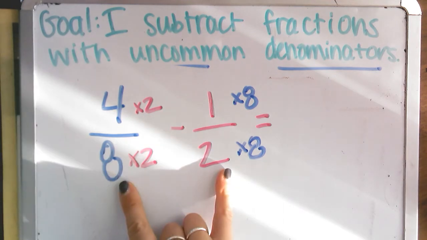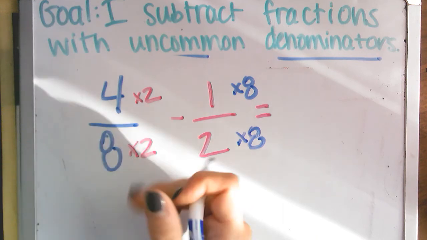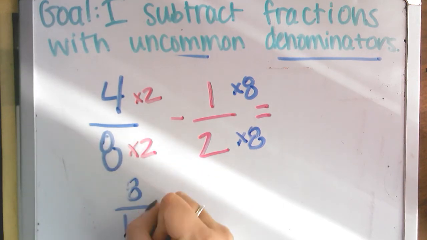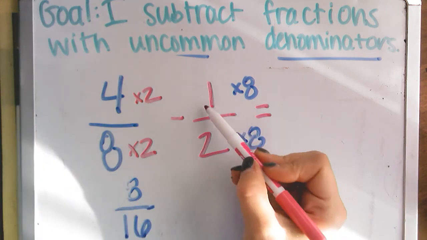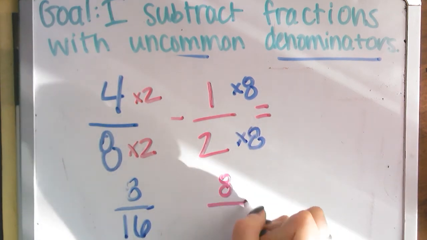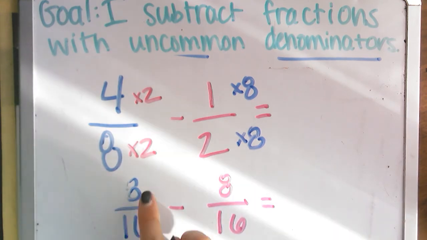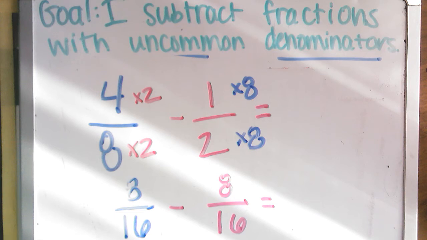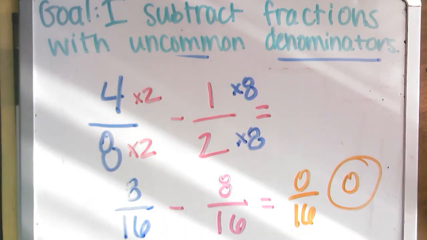Now I can create my fraction since I've determined what I need to do. So 4 times 2 is 8, and 8 times 2 is 16. Over here, I have 1 times 8, which is 8, and 2 times 8, which is 16. Now I get to subtract 8/16 minus 8/16. Well, that equals 0/16. And if I had 0 of nothing, that equals 0.